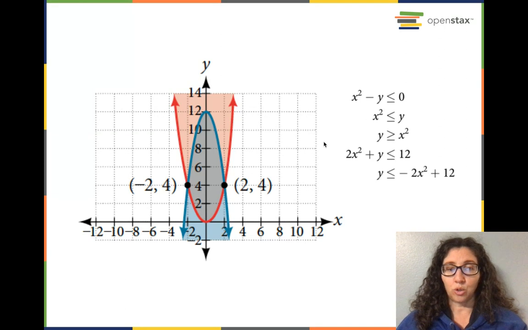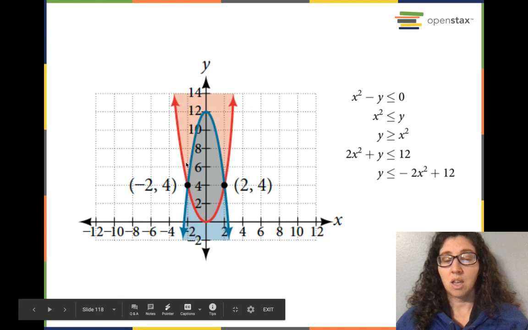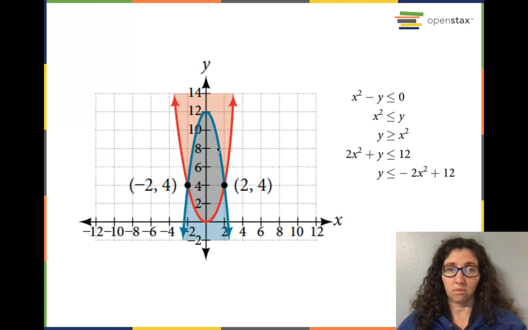I could also choose a point outside to make sure, like (2, 0). So is 0 greater than 4? Nope. So this area outside the parabola does not satisfy the inequality with the red boundary. All right. Now I'm going to graph this second parabola. First of all, I know, because I solved them, they're going to intersect at these 2 points, (-2, 4) and (2, 4). So I can mark those.